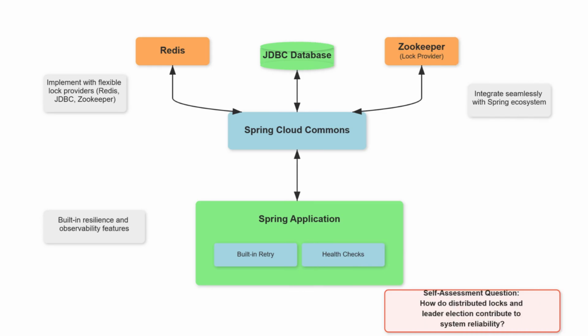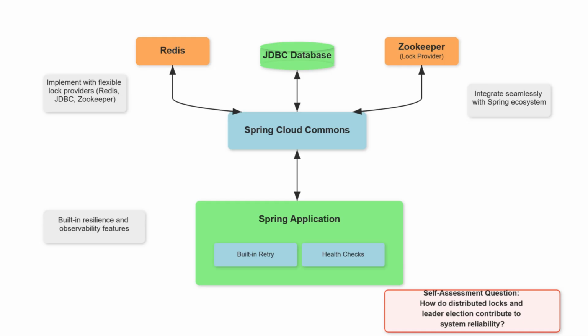truly brilliant. First, for distributed locks, you can implement with flexible lock providers like Redis for high-performance, short-lived locks, JDBC for durable, database-backed coordination, or Zookeeper for complex distributed scenarios. The beauty is you can switch providers without changing your core application code. Second, Spring Cloud Commons offers seamless integration with the Spring ecosystem. Auto-wiring and configuration are simplified, allowing you to focus on your business logic rather than boilerplate code.